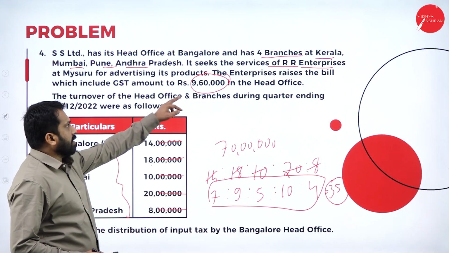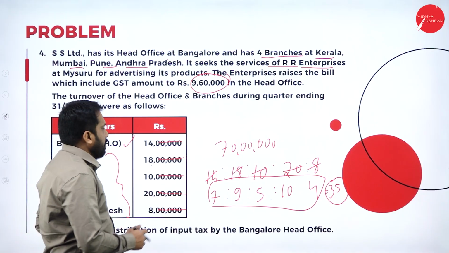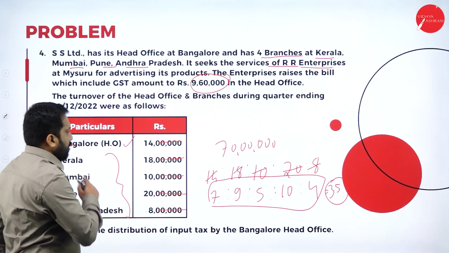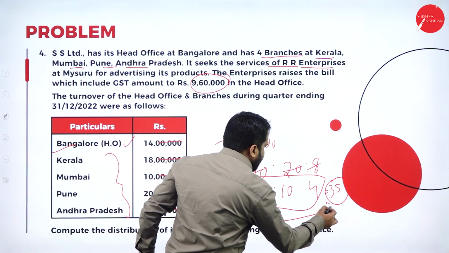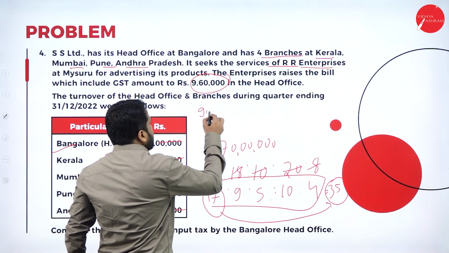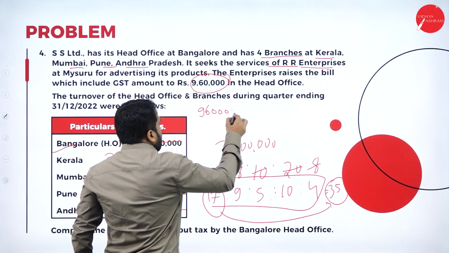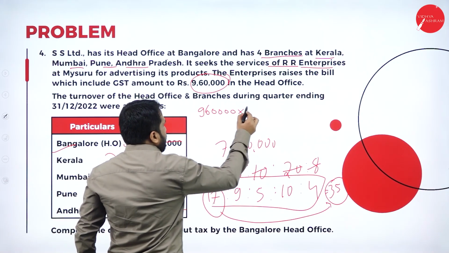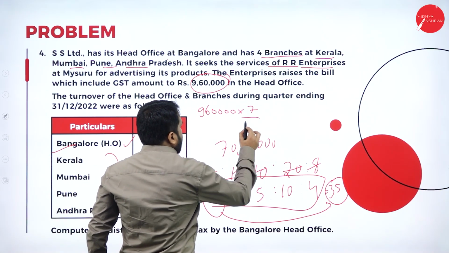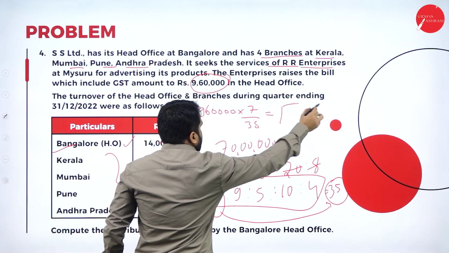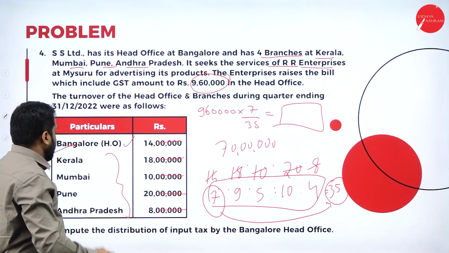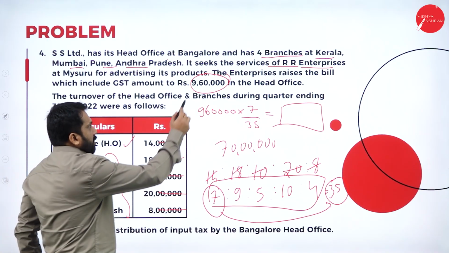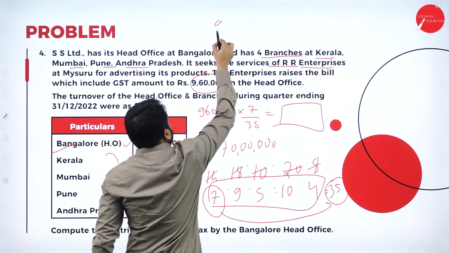Now, what is the tax portion? 9 lakh 60. We are calculating for Bangalore. What is the Bangalore? 7. What is the total? 35. 9 lakh 60,000 into Bangalore is 7. Total is 35. That will be your answer. Hope you are clear.